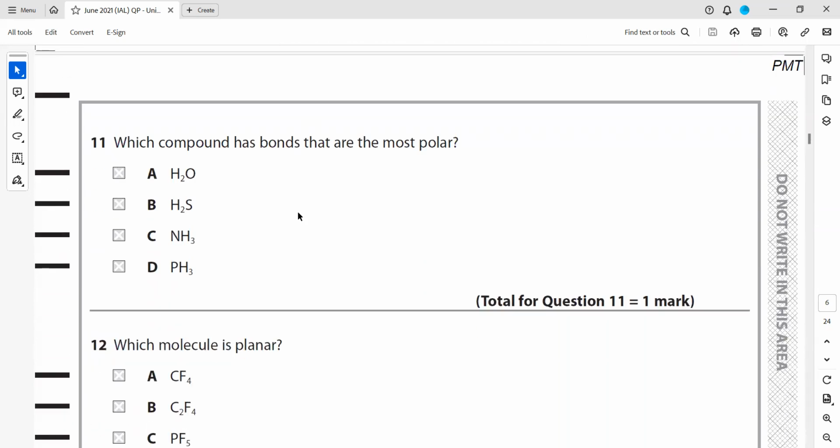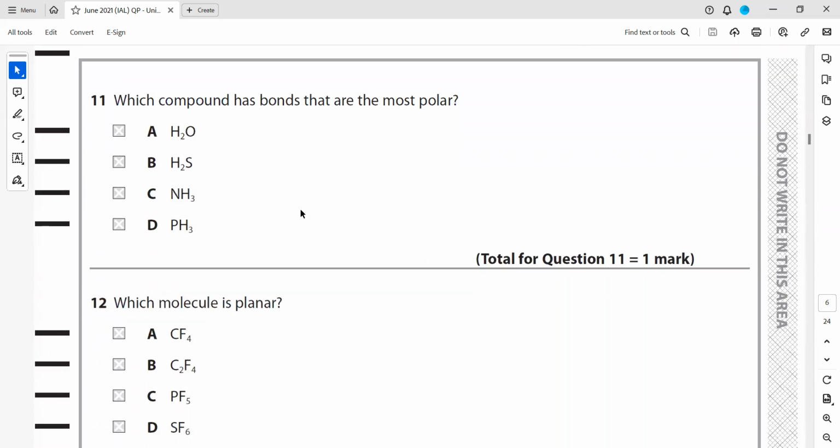Which compound has a bond that is the most polar? So bond polarity depends on the electronegativity. Electronegativity, as we move across the period, it increases. And as we go down the group, it decreases. The most electronegative elements in the periodic table are nitrogen, oxygen, and fluorine. Fluorine is the most electronegative. So here all of them are bonded with hydrogen. So we are left with two: nitrogen and hydrogen, and hydrogen and oxygen.